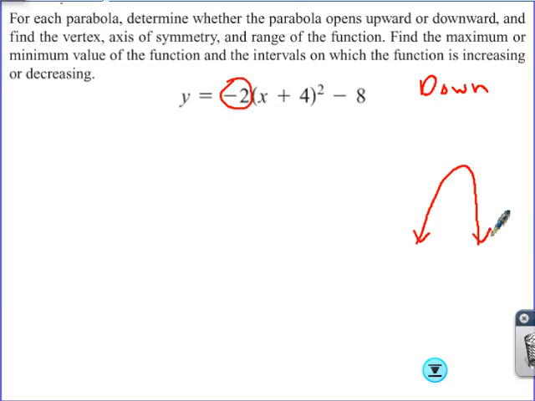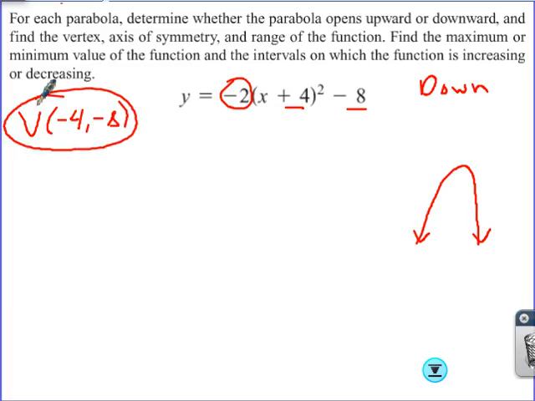Next, find the vertex. Right there's your vertex. This parabola has been shifted. This plus 4 shifts it left 4, and this minus 8 shifts it down 8. So that'd be negative 4, negative 8. There's your vertex. The axis of symmetry, x equals, right there it is, negative 4, because the axis of symmetry, again, passes through the vertex. It's a vertical line.